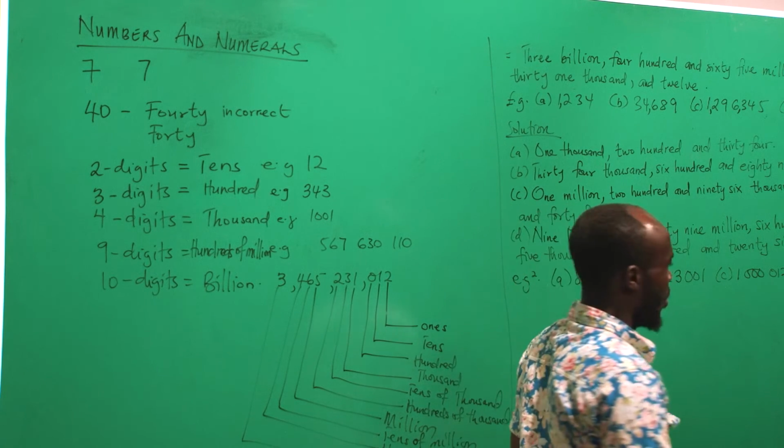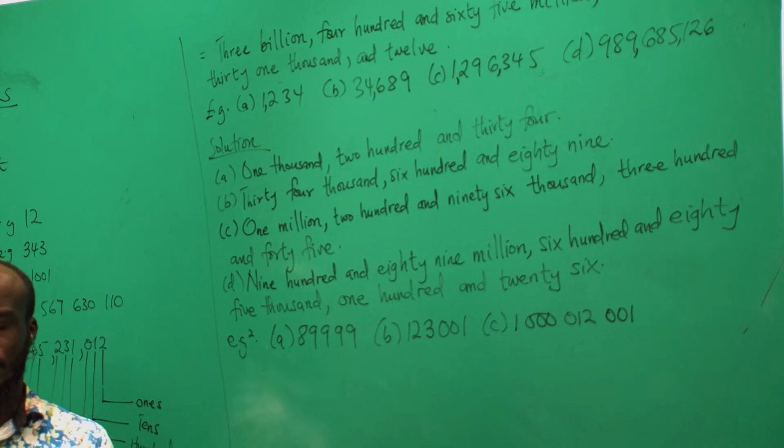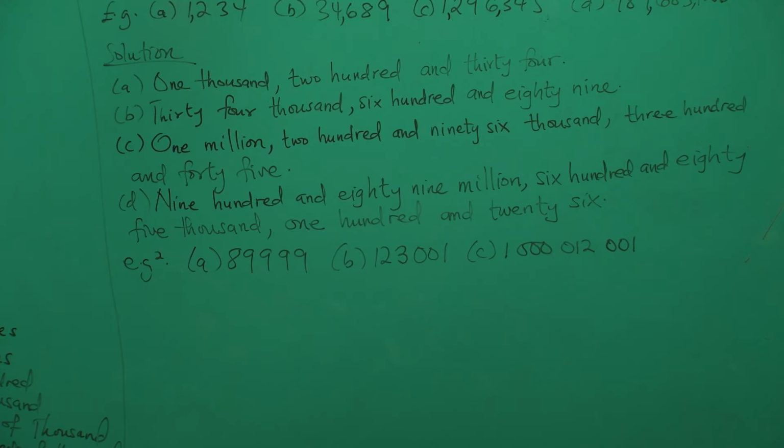Okay, so we have these 3 just for some few minutes. So we have A, 89999; B, 123001; C, 1000012001, for 3 minutes.